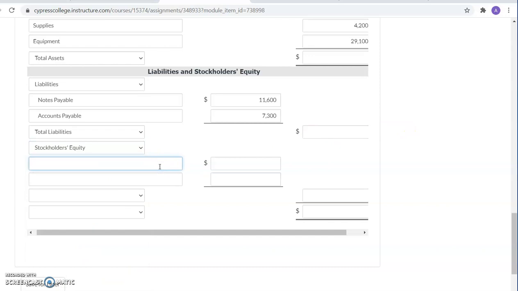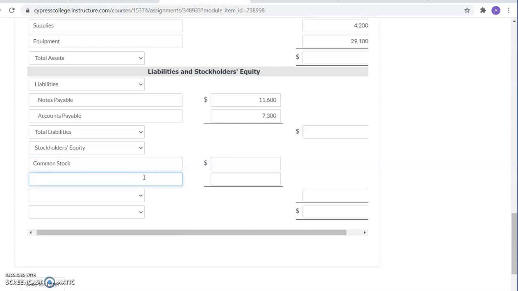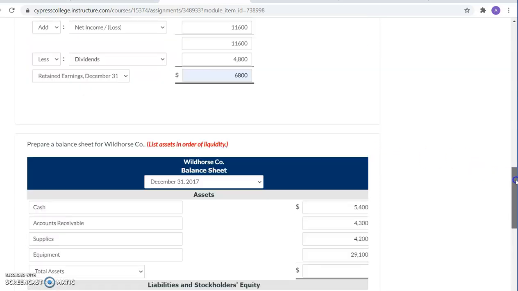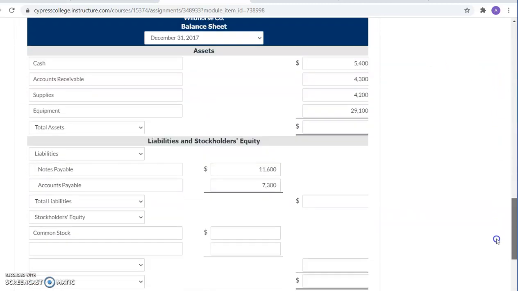In my Stockholders Equity section, at this point in our beginning accounting class, we will have two things in our Stockholders Equity, which will include the common stock, which represents the amounts that the investors gave to the business. So the common stock in my example is $17,300.